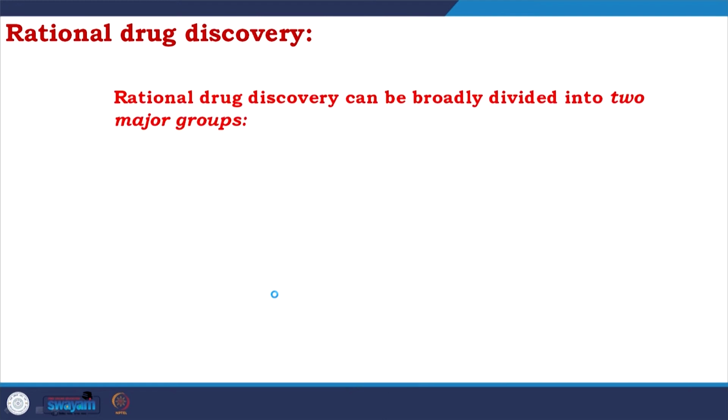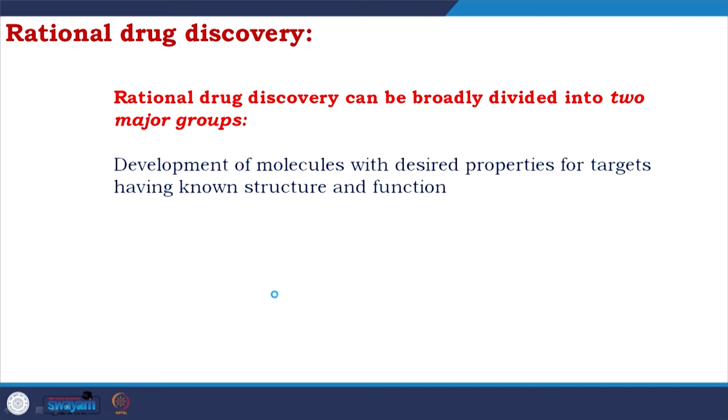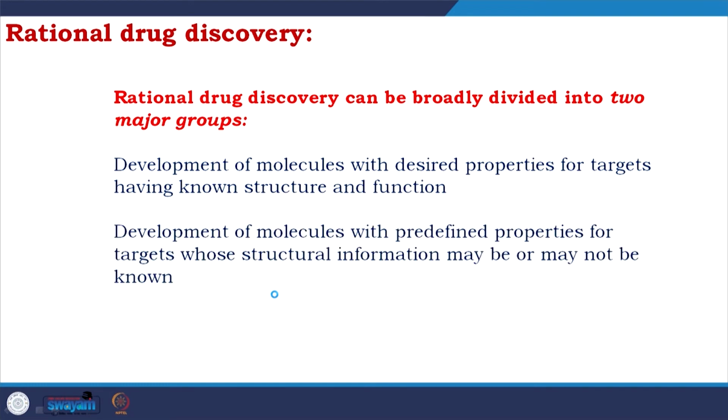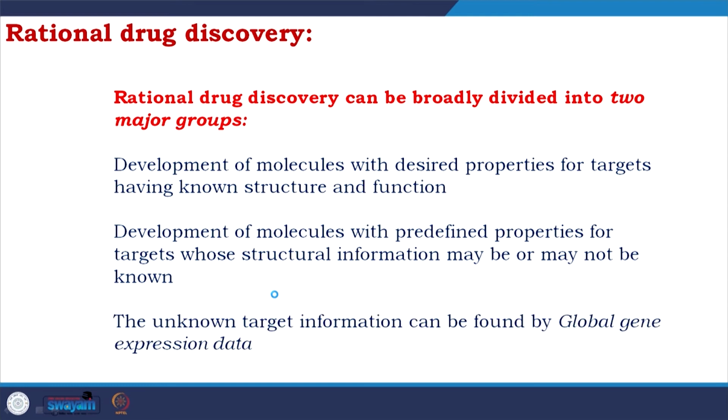And that brings us to rational drug discovery. Rational drug discovery can be broadly divided into two major groups: development of molecules with desired properties for targets having known structure and function, and development of molecules with predefined properties for targets whose structural information may or may not be known. If not known, the unknown target information can be found from global gene expression data.